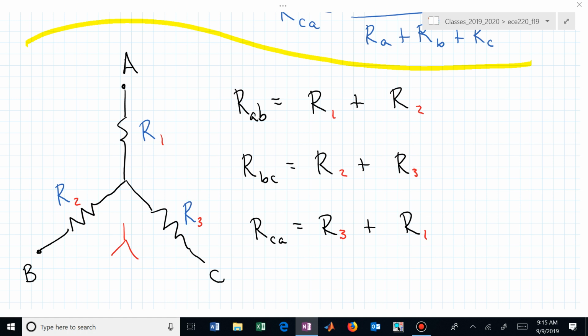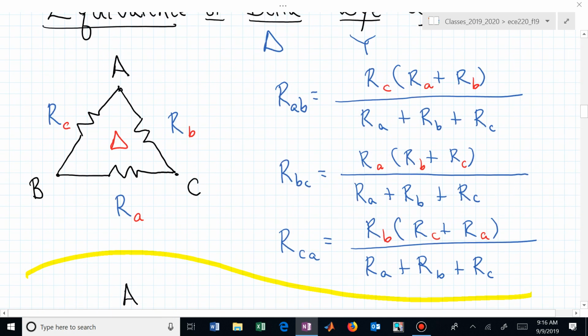Given a delta, we want to be able to convert that to a set of Y's, or, given a Y connection, convert that to a delta connection. The way that we will do that is we have 3 different formulas. We have 2 for R sub AB, 2 for R sub BC, and 2 for R sub CA. We're going to set those equal and solve them for either the A, B, C's or the 1, 2, 3's.